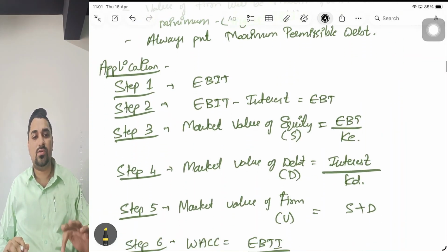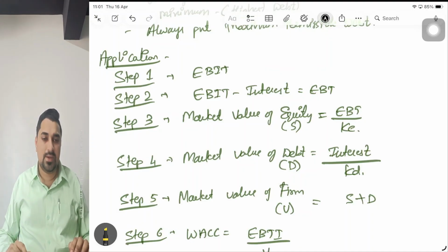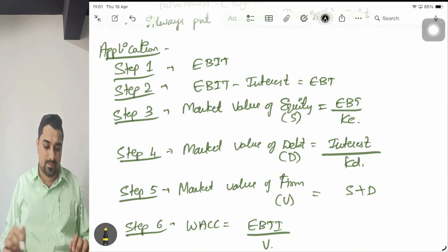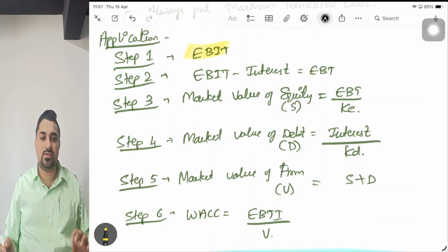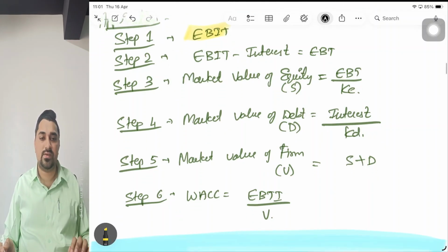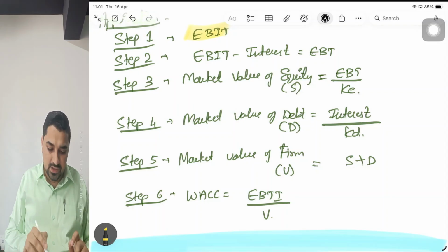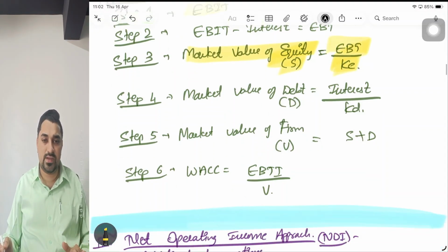Understood? So next, how do you solve questions? From application point of view, from exam point of view, how will you solve the questions? You need to remember all these theories stepwise. What is step number 1? Determine EBIT. You know how to do that, from the entire profitability statement. Step number 2, EBIT minus interest equals EBT. What is step 3? This is a very, very important step. Sequence matters. First you need to find out the value of equity. How do you calculate value of equity? EBT divided by KE, where KE is the cost of equity.